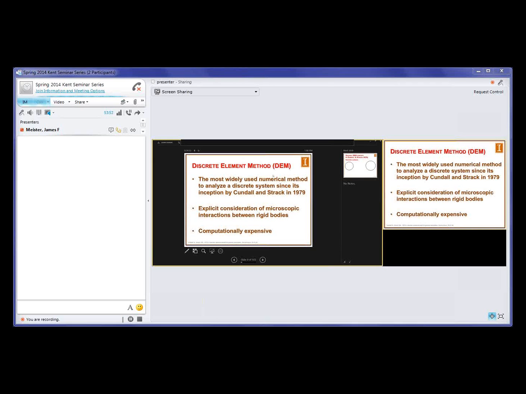It was originally introduced by Professor Cundall and Strack to study the micro contact between particles in the UK in 1979. It explicitly considers the microscopic interaction between rigid bodies. However, the drawback is its computational expense, which is very high.